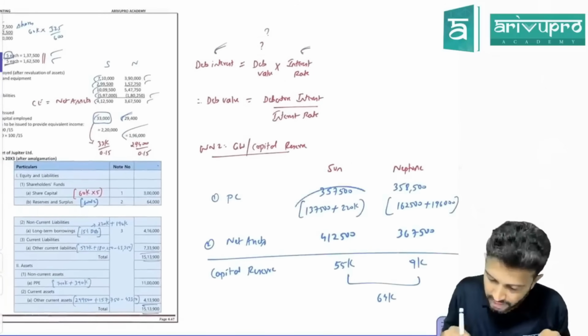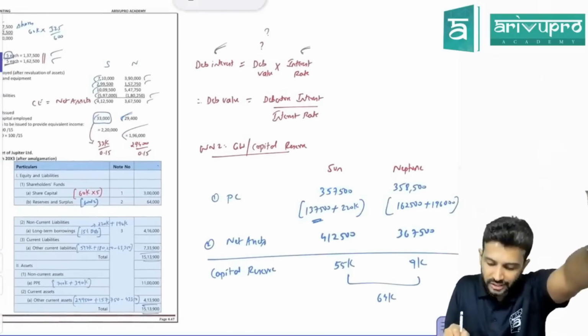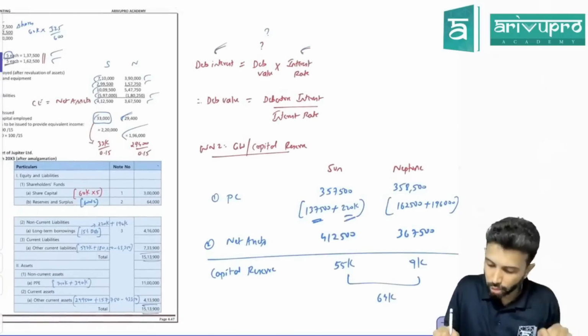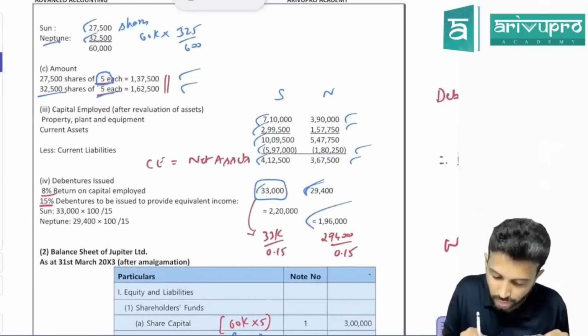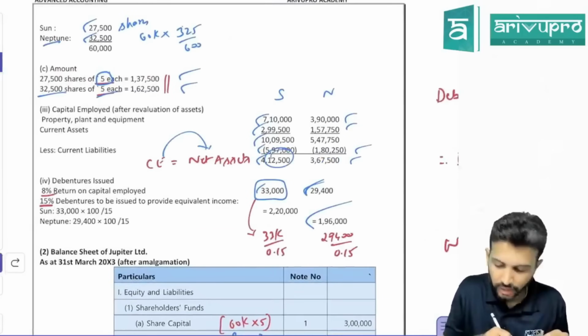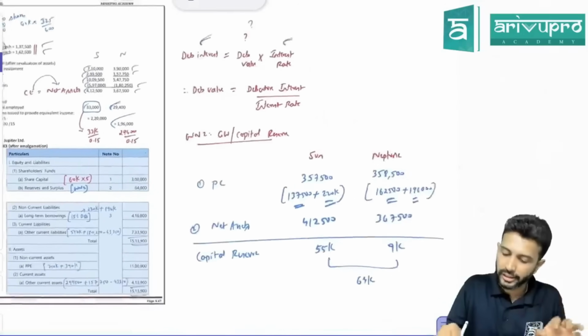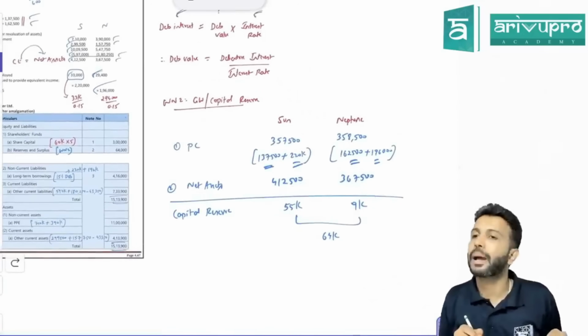So compare PC. PC is given in two formats, equity shares and debentures, for Sun also, for Neptune also. Compare it with net assets. Net assets also we have already calculated with this working note. Capital employed is nothing but net assets. All things are already there. Just compare, you will get goodwill or capital reserve.